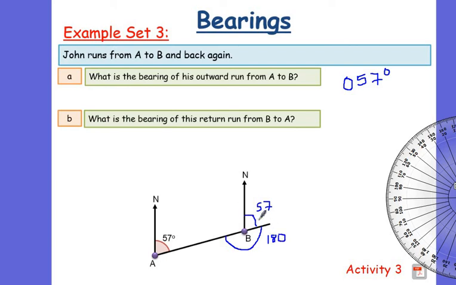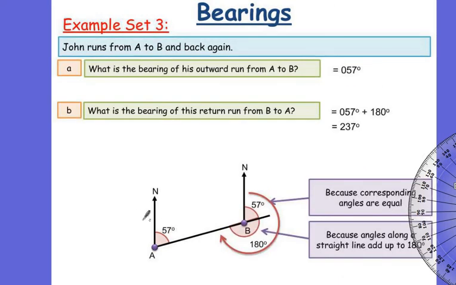So altogether the bearing is 57 plus 180, which gives me 237 degrees. So all of this angle here is 237 degrees, and that would be his bearing. There it is, slightly differently written out for you.